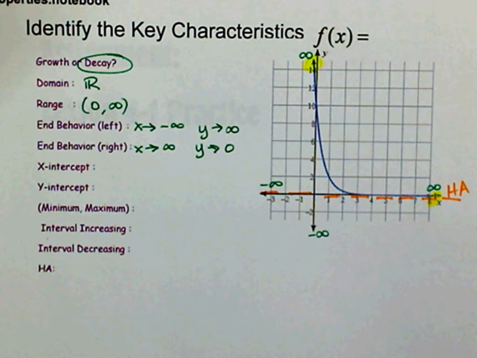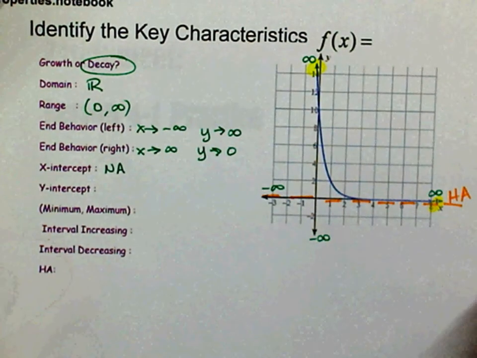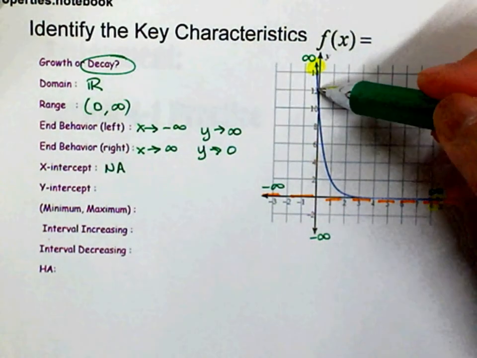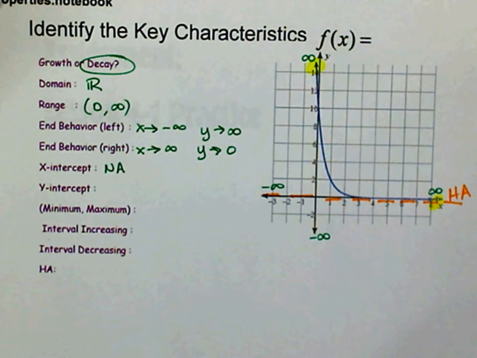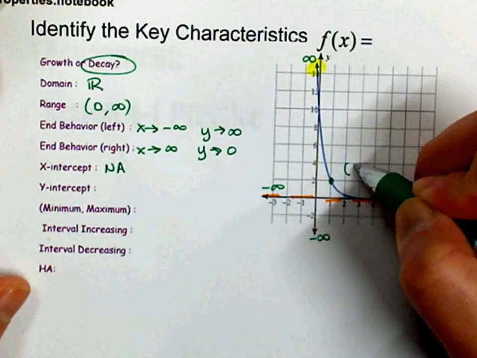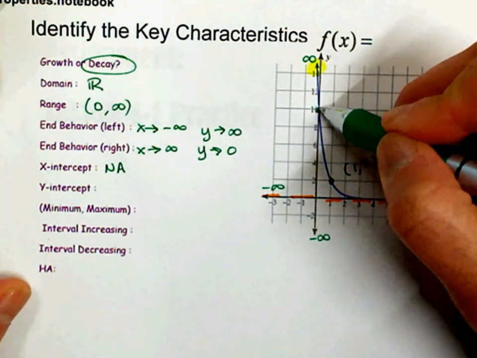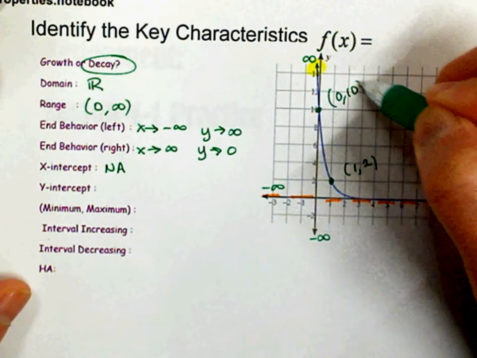All right, your x-intercept, it's never going to cross. Your y-intercept, well, I can't tell if it's 12, 10, or 8. This is what you can do, okay? Pick a point that you see on here. That is 1, 2. Pick another point. I think it's 10. So 0, 10. Okay. So your y-intercept is 0, 10.